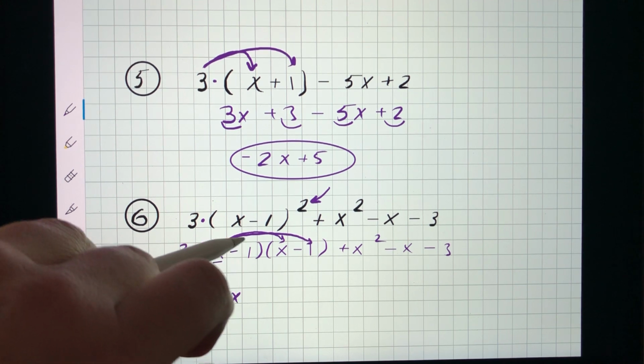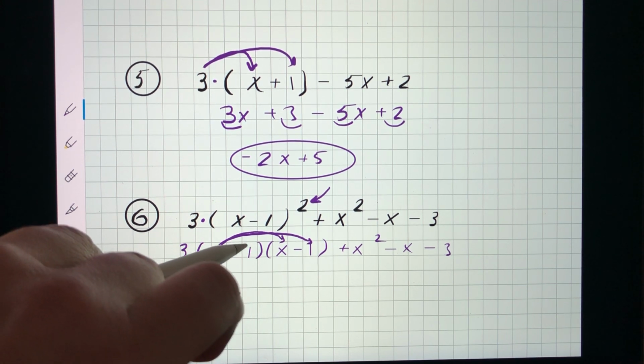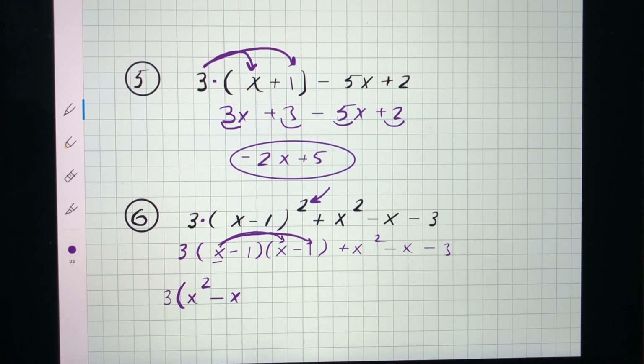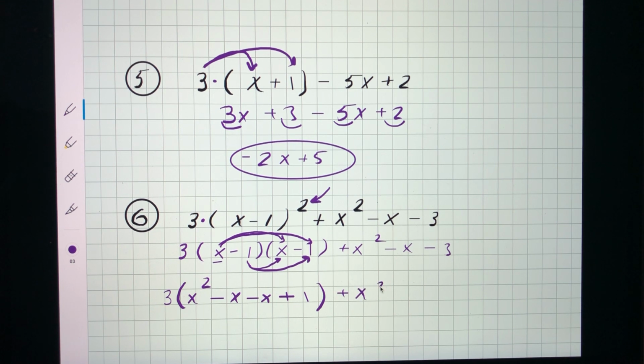Now we move to the next term, negative 1. Now negative 1 times both of these terms. Negative 1 times x is negative x, and then negative 1 times negative 1 is positive 1. The rest of the question is the same.